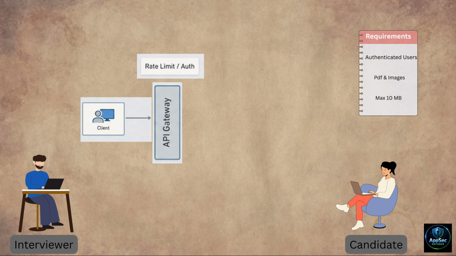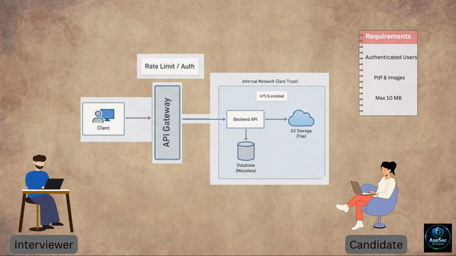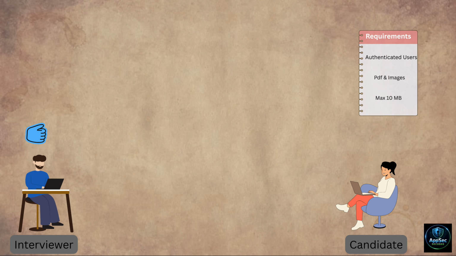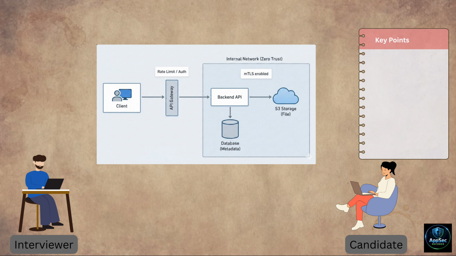I will use these components. Client, the user's browser. API gateway, the entry point. Backend service, to process the logic. Database, to store file metadata, like file name and size. S3 bucket, to store the actual files. The design works. Now, tell me how you would secure it.